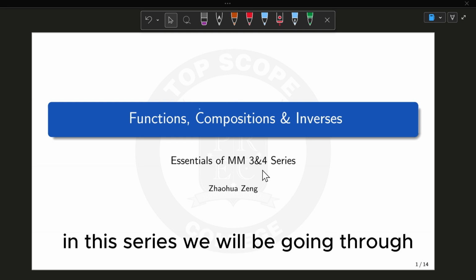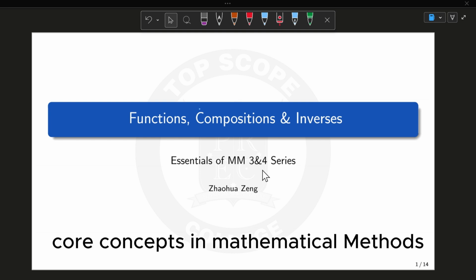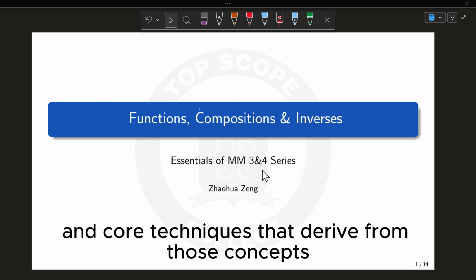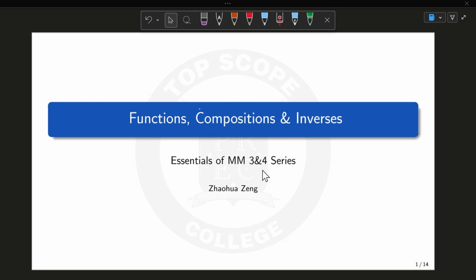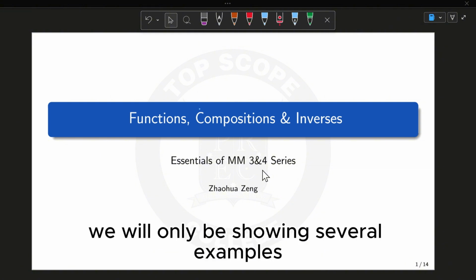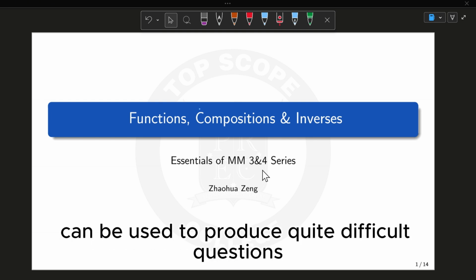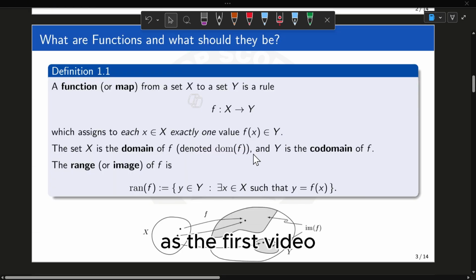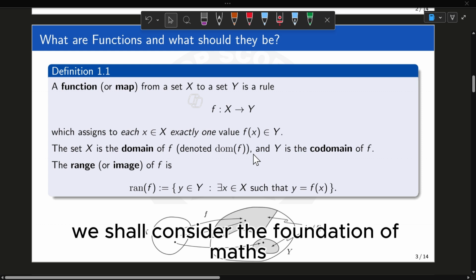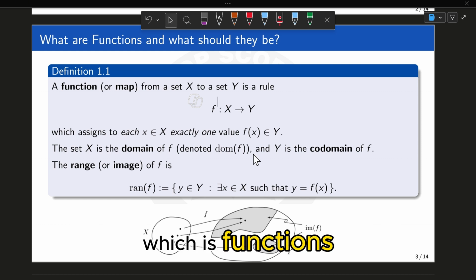In this series, we will be going through core concepts in mathematical methods and core techniques that derive from those concepts at a very rapid pace. We will only be showing several examples just to demonstrate how the concepts can be used to produce quite difficult questions. As the first video, we shall consider the foundation of methods, which is functions.